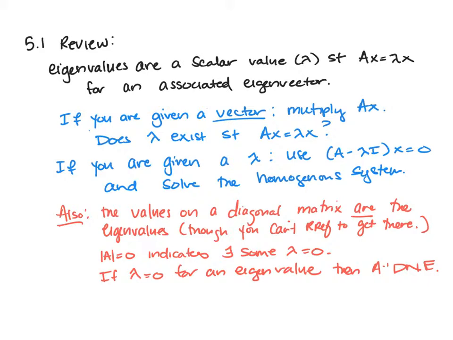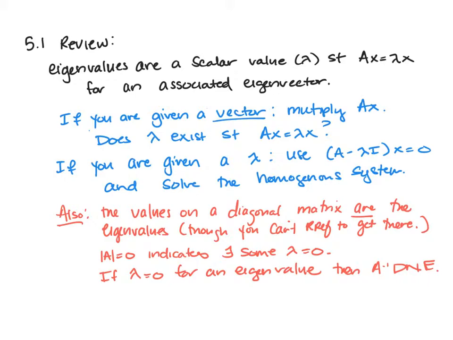And if you're given the eigenvalue, you can apply it to (A minus lambda I) x equals 0. Go ahead and do the A minus lambda I, and then set it equal to 0 in a homogeneous system and solve for the eigenvector. And provided that it's solvable and you get something non-trivial, then you know that the eigenvector exists for that lambda, and you can determine it as well.